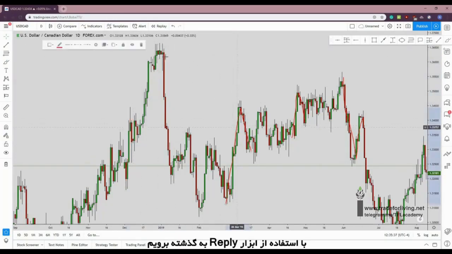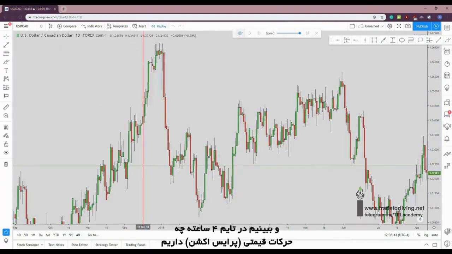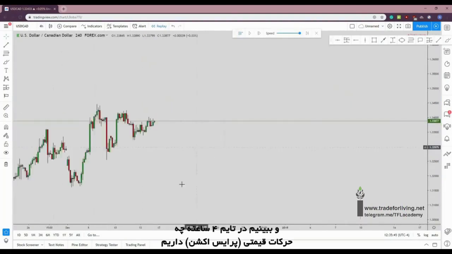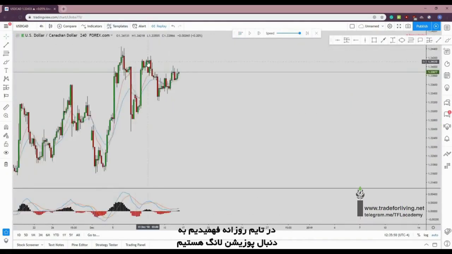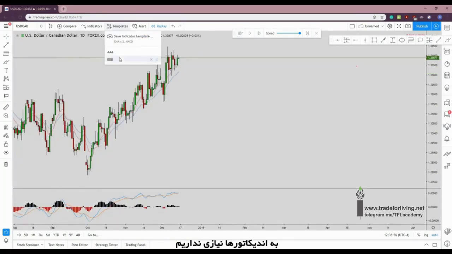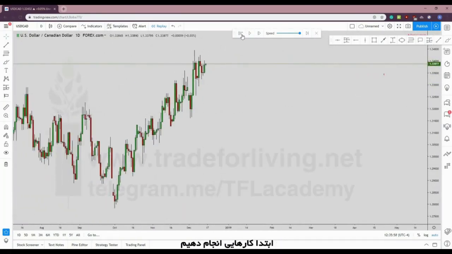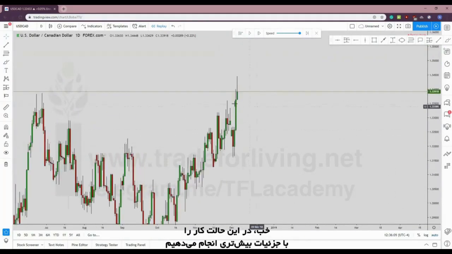So let's go back in time by using our replay tool, and let's see exactly what kind of price action you're getting on the 4-hour time frame, because you already know that on the daily you will basically be looking for longs. You already know that anyway. We don't need indicators. Let's go completely back in time. Perfect. So we will be doing it in a much more detailed way.